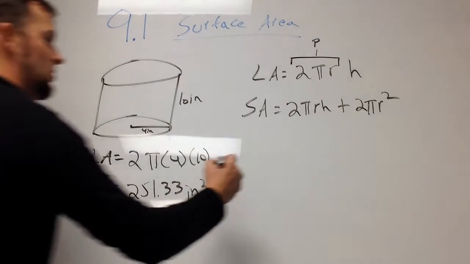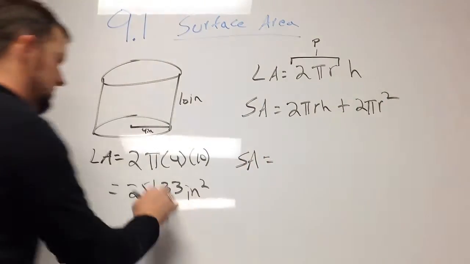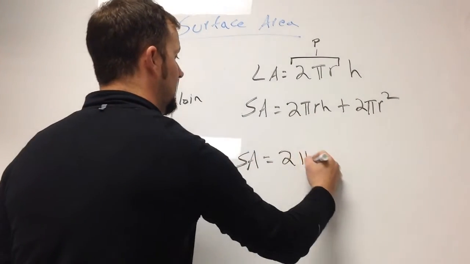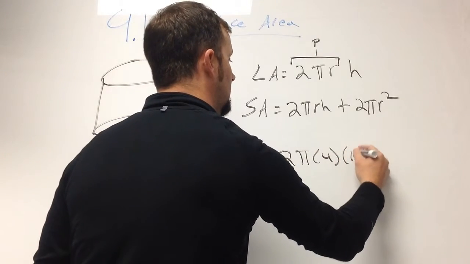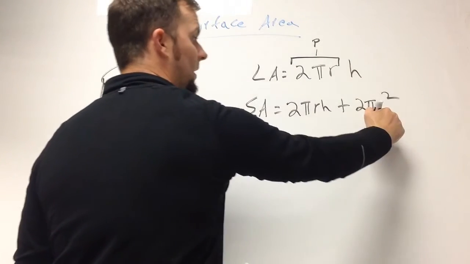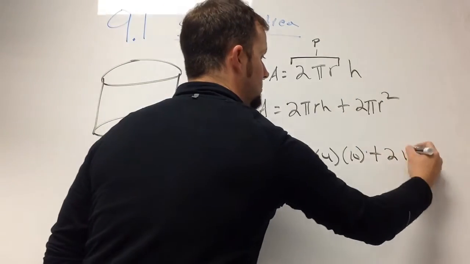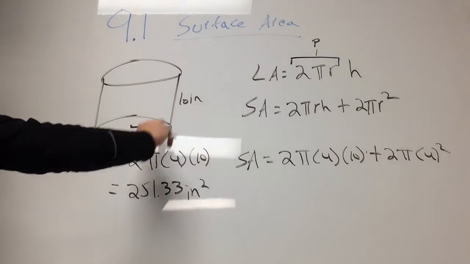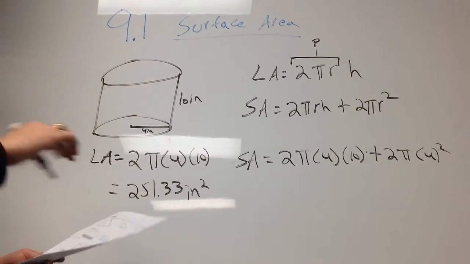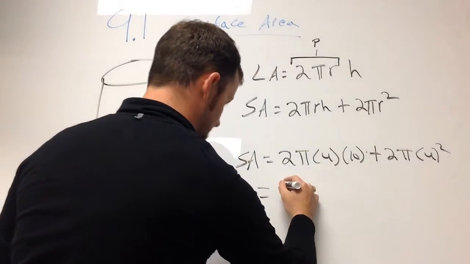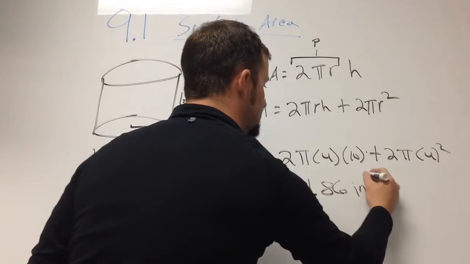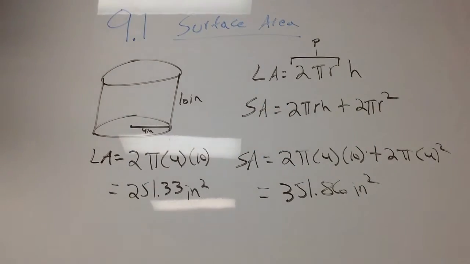Okay. Now for surface area, we're going to take all that, so just what I plugged in here, 2 pi r h, the lateral area, so 4 times 10, and then all I'm going to do is plug in the radius, which was 4, so 2 pi times 4 squared. So literally all we're doing is taking the radius and plugging it in. After I multiply and add all that out, the total surface area is going to be 351.86 inches squared. And remember, area is always measured in squared inches.